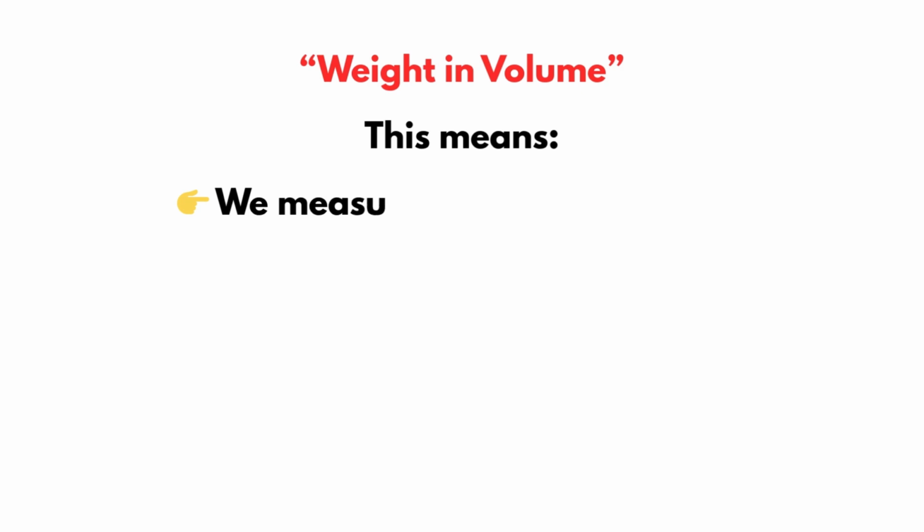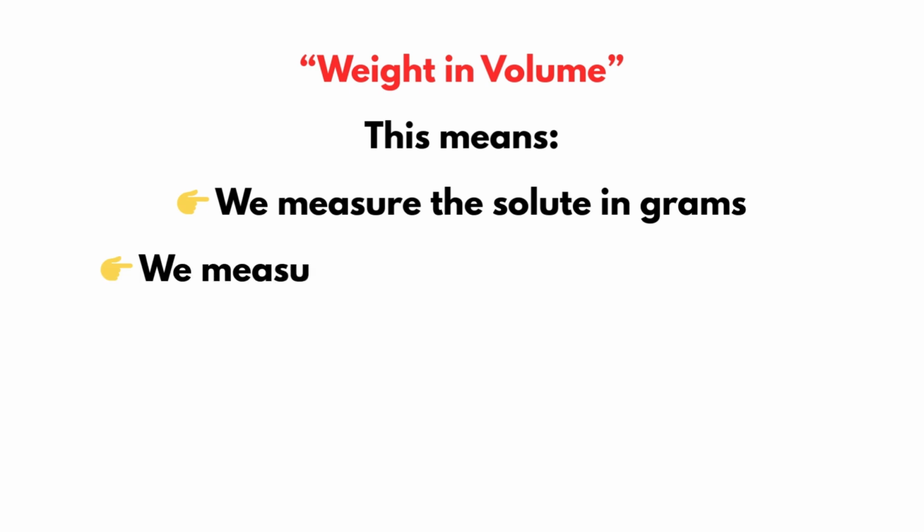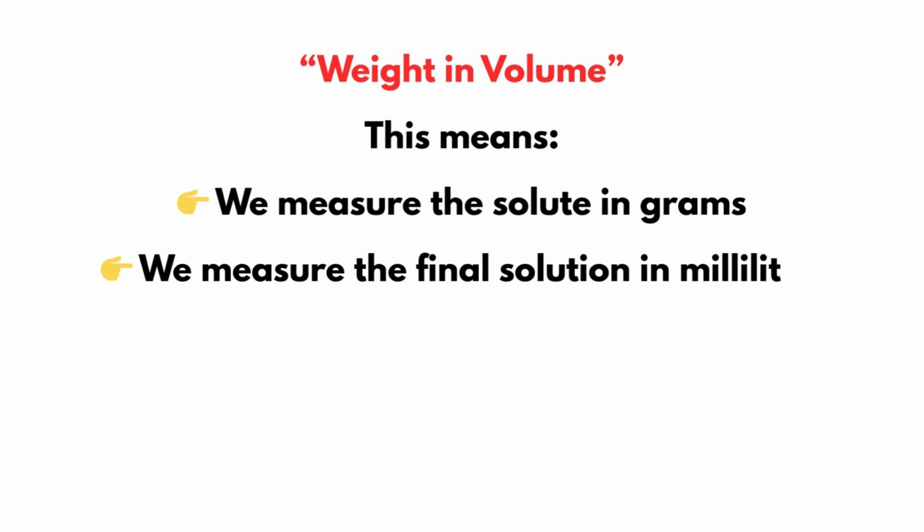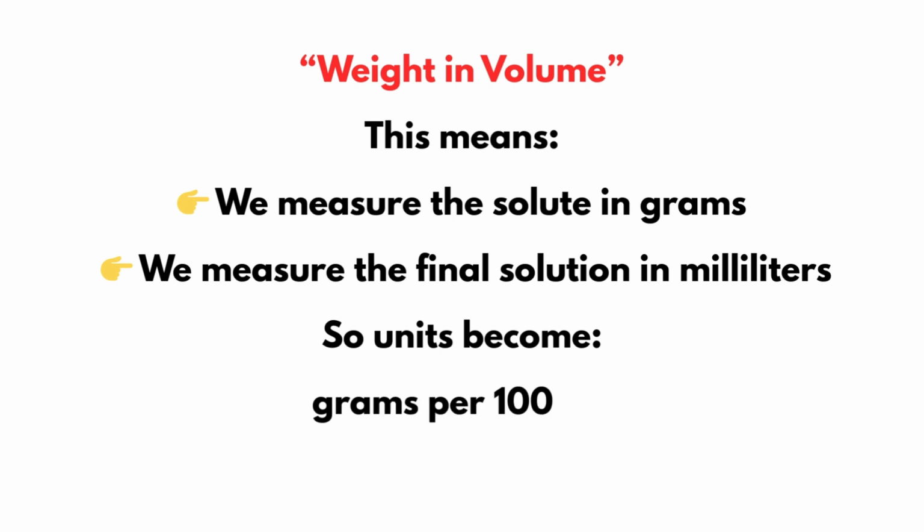Then combine, weight in volume. What is the meaning when combined? This means we measure the solute in gram, and volume means we measure the final solution in milliliter. So basically weight in volume is gram per 100 ml. From a real life example, you can get more clarity.